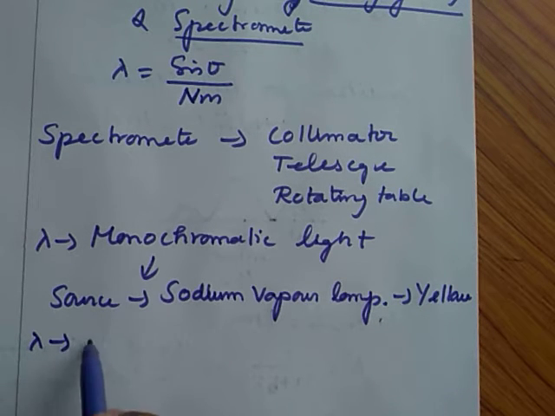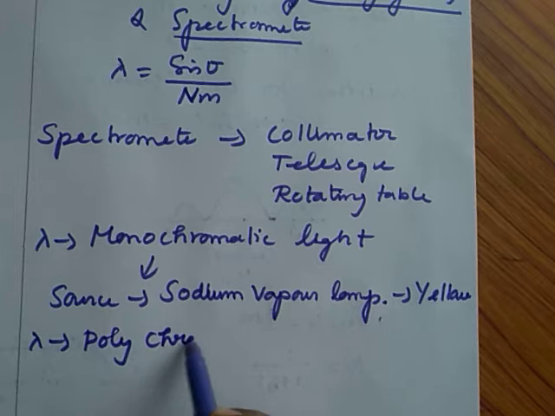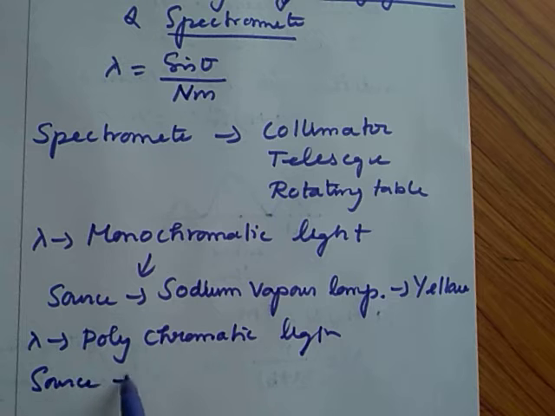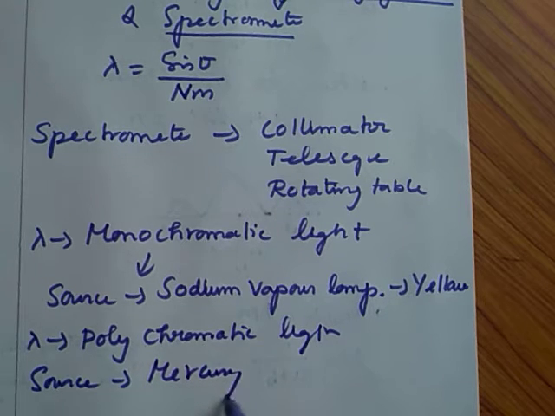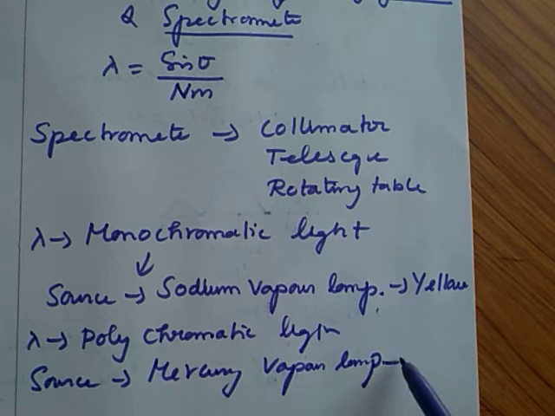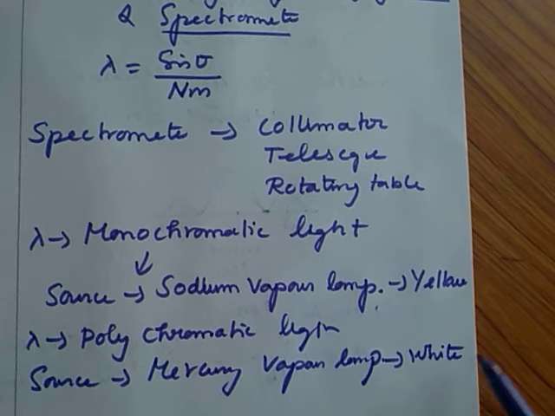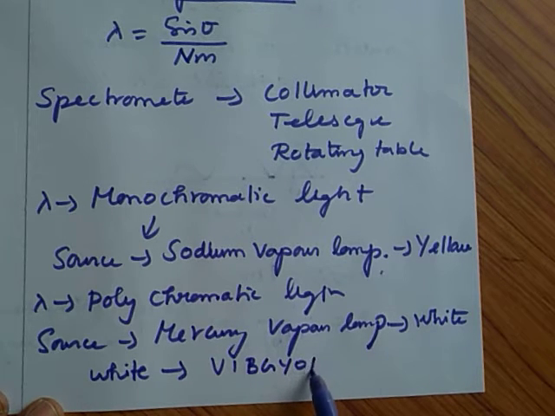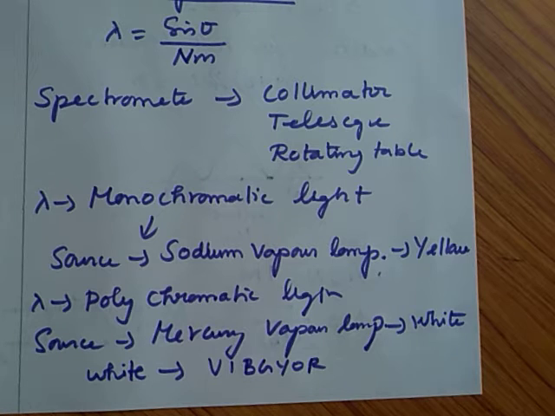And the wavelength of polychromatic light. The source of polychromatic light is a mercury vapor lamp, that produces white light. We know in white light there will be composite colors, that will be VIBGYOR. By using the formula lambda is equal to sin theta by nm, we can find the wavelength of monochromatic light as well as the polychromatic light. That means violet, indigo, blue, green, yellow, orange, red.